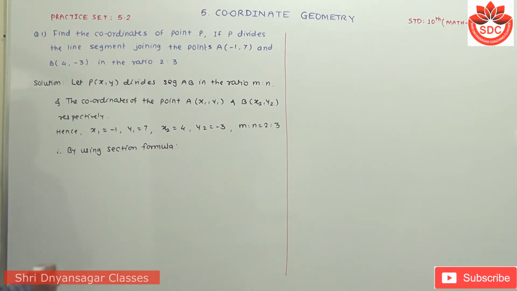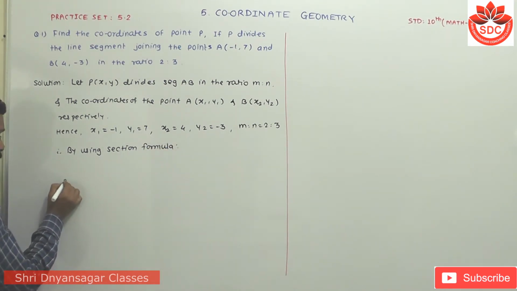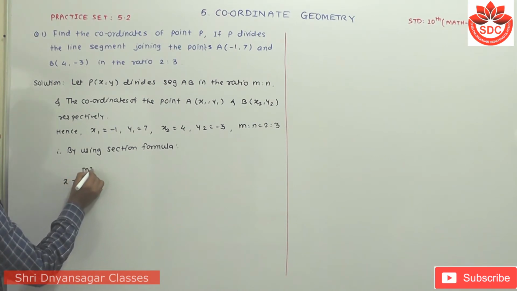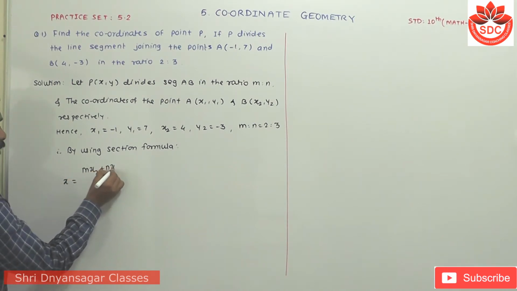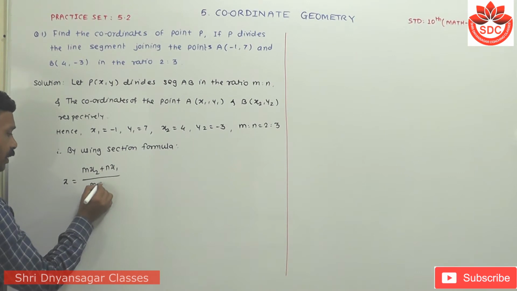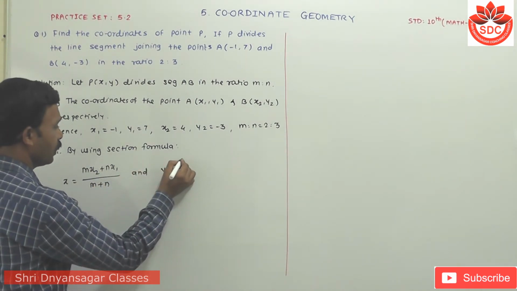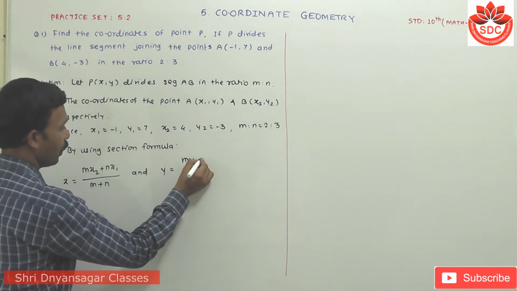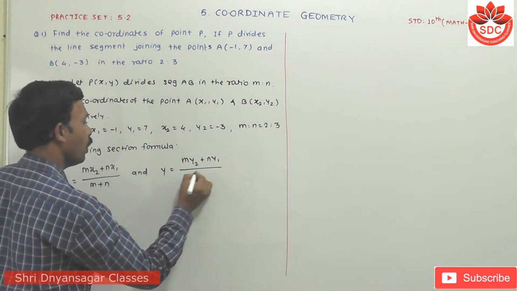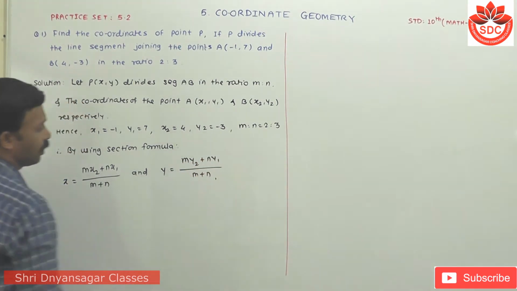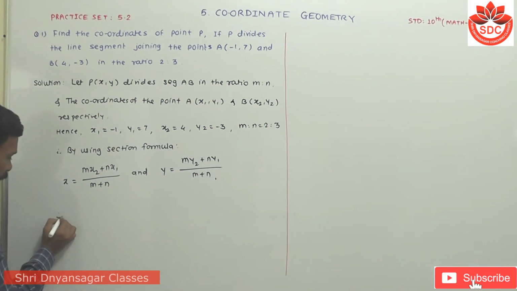this section formula is x is equal to (mx2 plus nx1) upon (m plus n), and y is equal to (my2 plus ny1) upon (m plus n). Then we have to find out the coordinates of the point P, that means x and y.